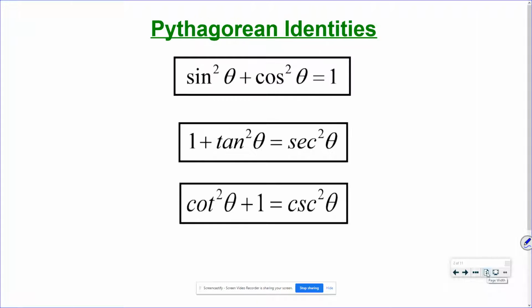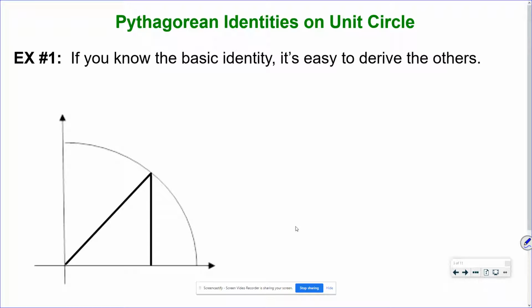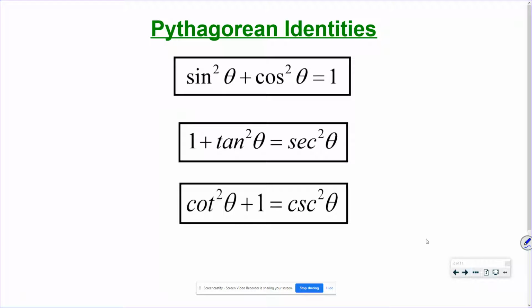Okay, something we talked about very briefly in a previous section was Pythagorean identities. There are 3 of them. These 3 things in the boxes are called Pythagorean identities. I just wanted to go over to this little triangle diagram and show you why or where those Pythagorean identities come from. And we're going to start with this one here at the top.